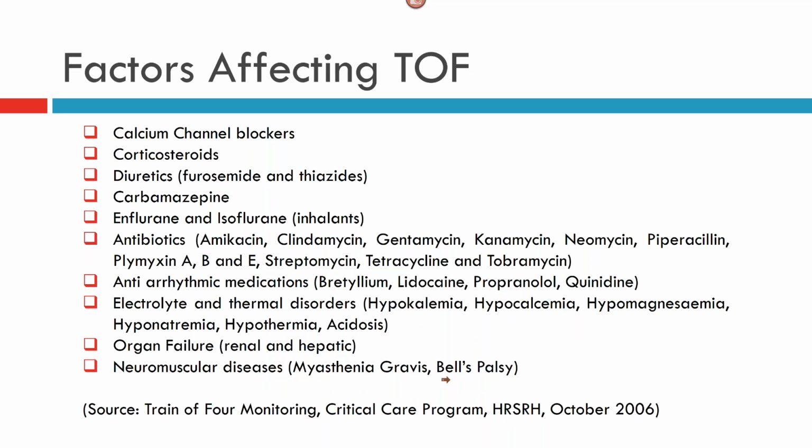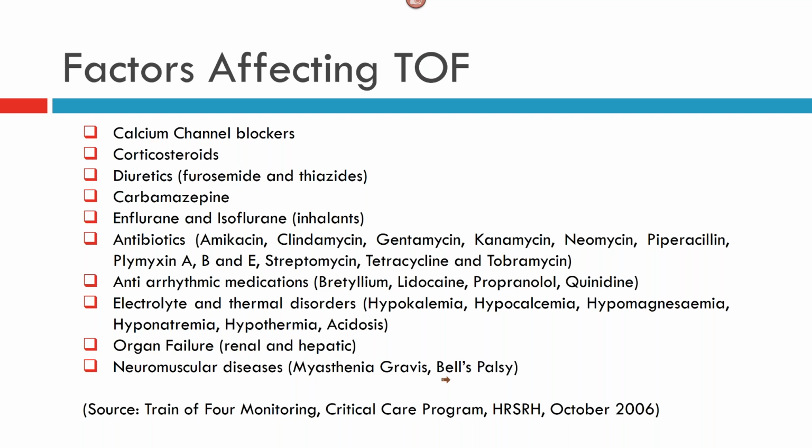So I'm just going to list some of the factors which most of us don't look at, and they affect your train of 4. Calcium channel blocker, if the patient is on beta blocker, calcium channel blocker, mostly given as anti-hypertensive medicine, you will have an effect on train of 4 depending on the dose. If the patient is on corticosteroid, it will affect your train of 4 and EMG and MEP responses. If the patient is on a diuretic, such as furosemide or thiazide, taking anything, oral or IV, it will affect SSEP and MEP.